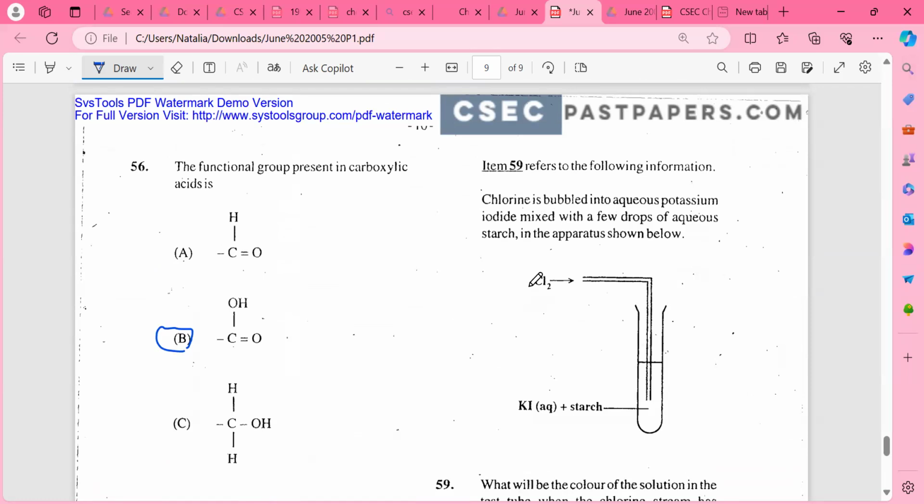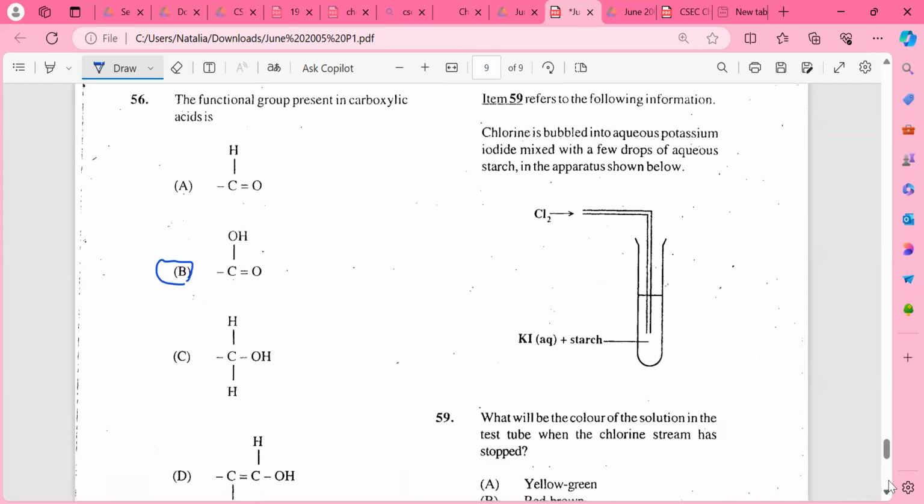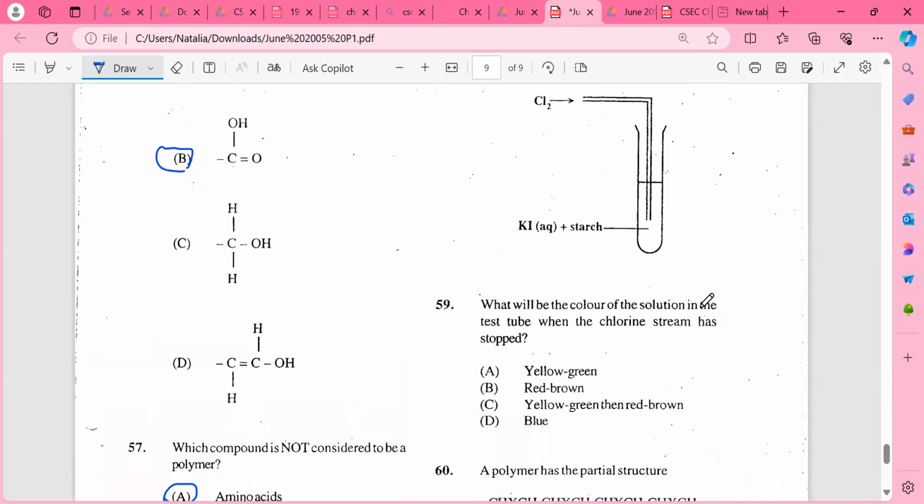59, so we have chlorine gas. Chlorine gas is yellow-green. Yellow-green is being bubbled in potassium iodide, which is colorless. And then they add a few starch in it, iodine and starch form a blue-black mixture. Which is the following color of the solution in test tube when chlorine stream is stopped? So we're gonna get blue-black because of the iodine. So it's gonna turn blue-black. That's the closest color there.